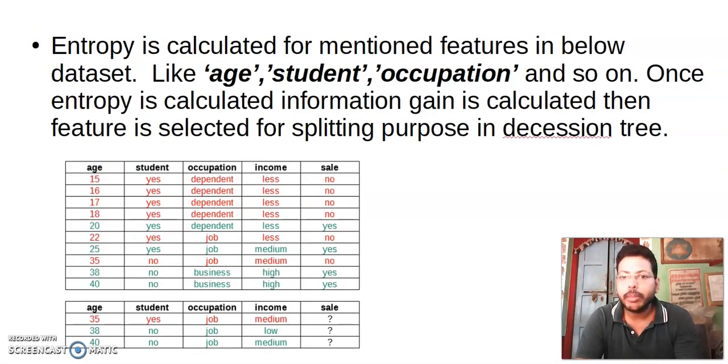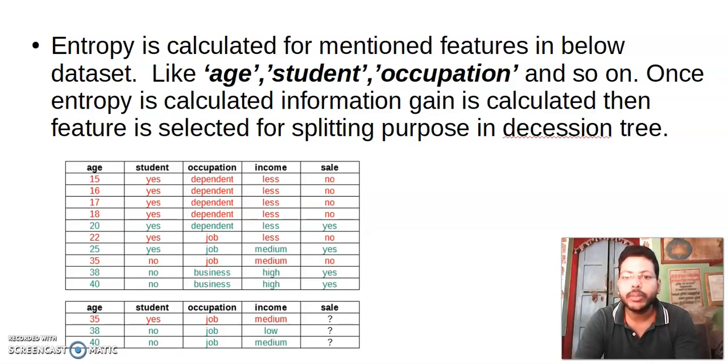Entropy is calculated for the mentioned features in the below dataset. You can see there is a dataset given on the screen, and in that dataset there are various features present like age, student, occupation, income, and sale. Sale is here the dependent feature or the target feature which will be calculated, and the rest of the features are independent features on the basis of which the sale feature will be calculated, so that we can come to know how much sale is happening or whether the sale will be done or not. You can see on the screen there is a question mark in the below 3 rows.